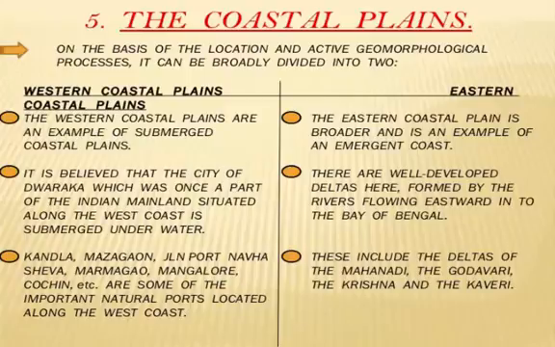Now let's quickly look at a comparison between the western coastal plains and the eastern coastal plains. So the western coastal plains are an example of submerged coastal plain and the eastern are an example of broad coastal plain. It is believed that the city of Dhaka, which was once a part of the Indian mainland situated along the west coast, is submerged underwater. That's a quick trivial fact for you.